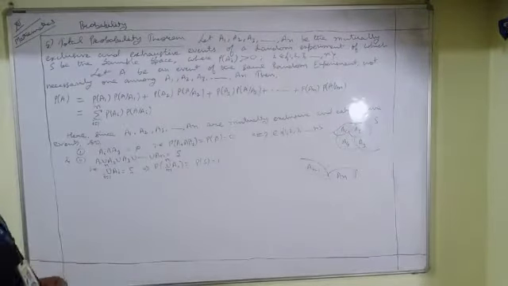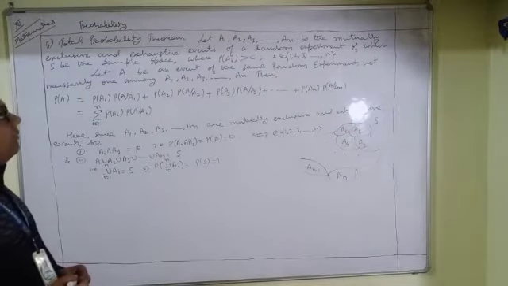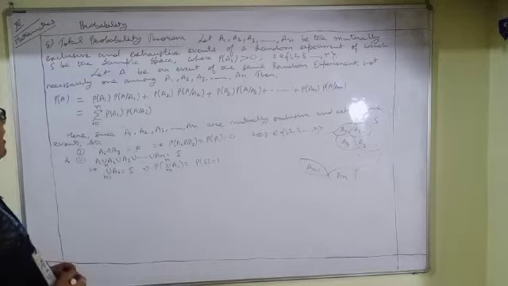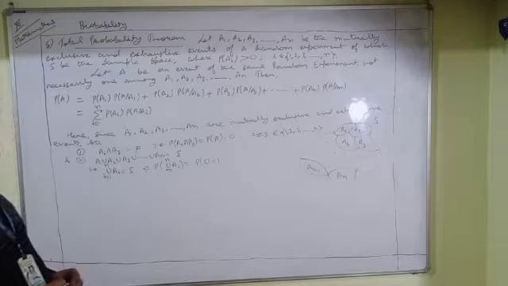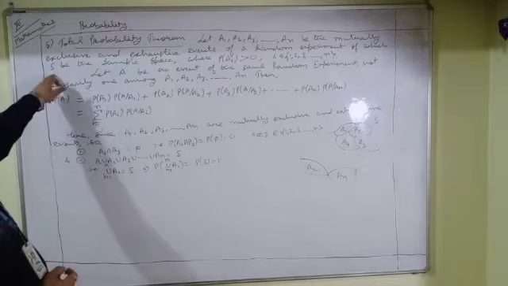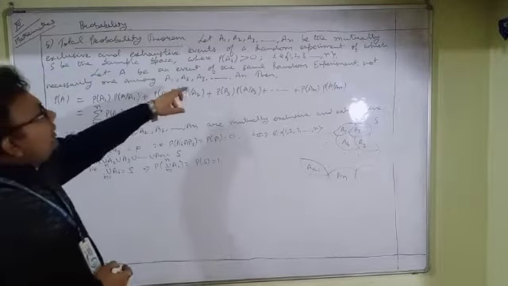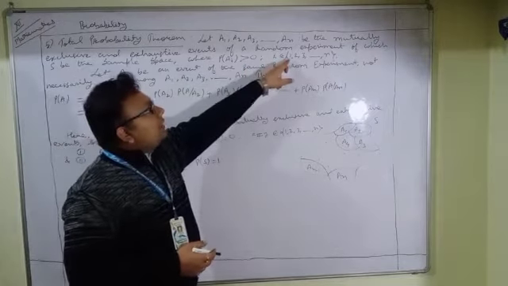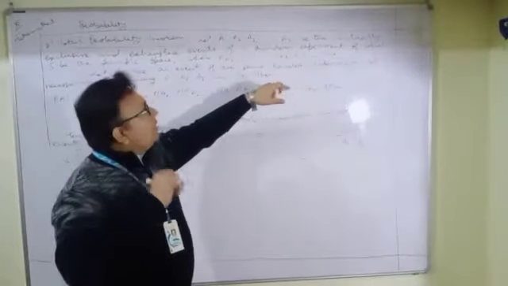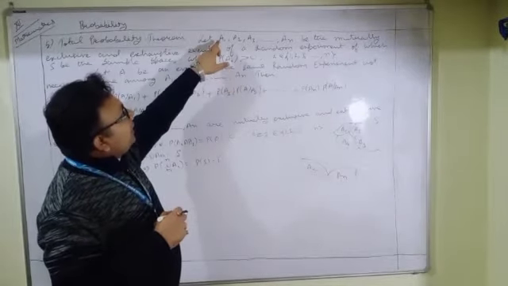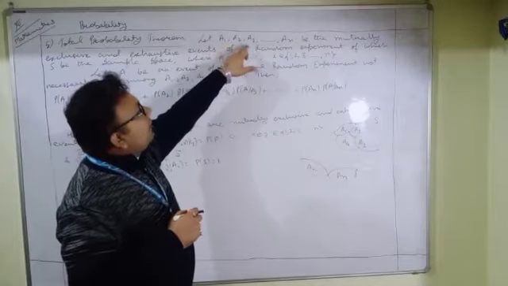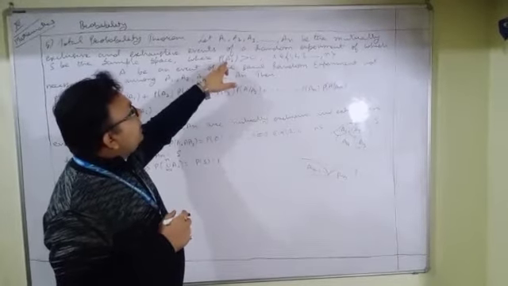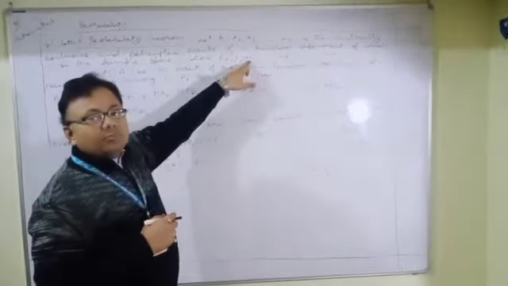According to the statement of this theorem, we have A1, A2, A3, ..., An, mutually exclusive and exhaustive events of a random experiment of which S is the sample space, where probability of Ai is greater than 0 and i belongs to the set {1, 2, 3, ..., n}. It means that any event among A1, A2, ..., An may be taken; for all of them, the probability is greater than 0.